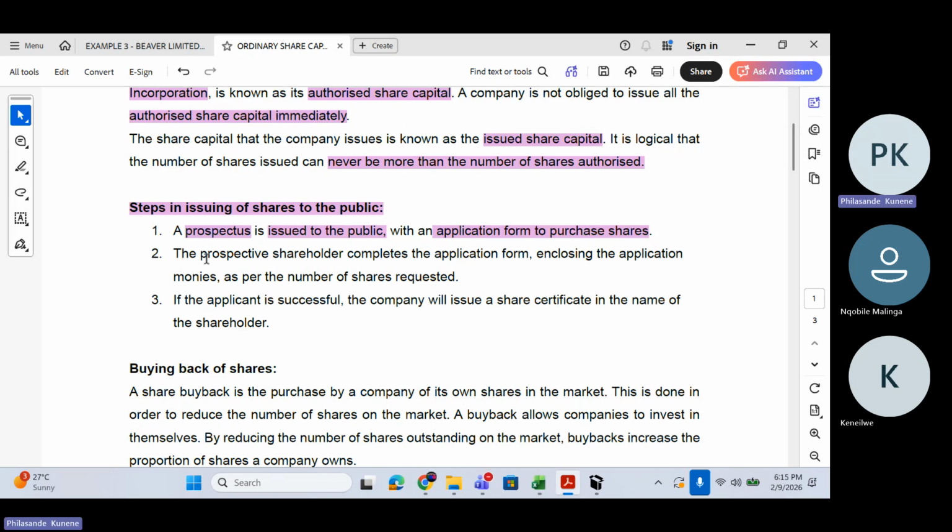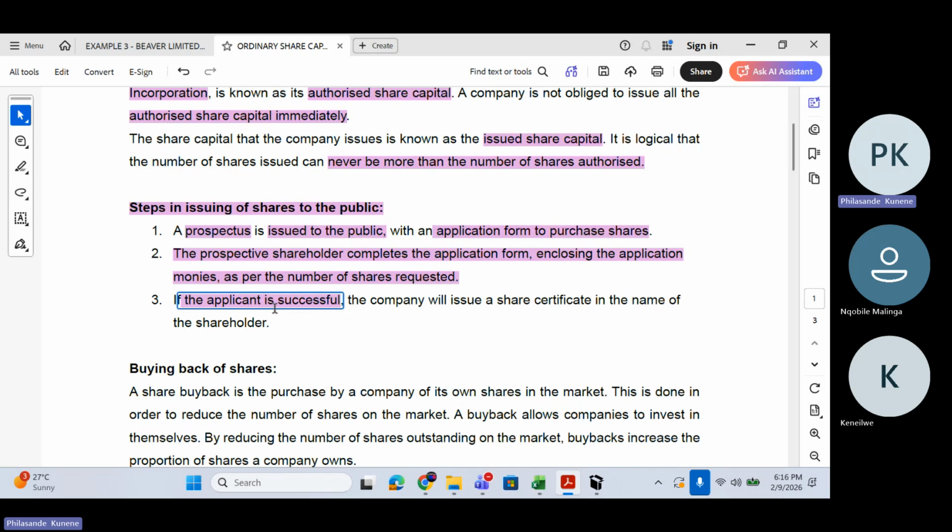Okay. The prospective shareholder completes the application form, enclosing the application monies as per the number of shares requested. After you have received an application form as a potential shareholder, you complete that application form and send it back with the money. I send the application form back to the company whose shares I want to buy, together with money to pay for the number of shares I'm buying. The company will receive your application form together with cash.